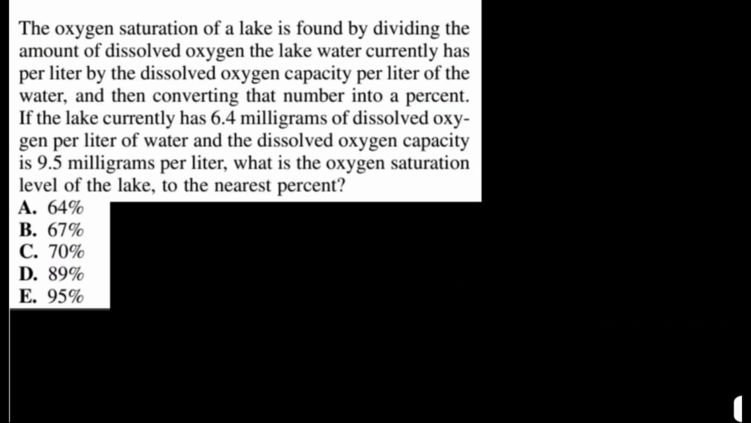The oxygen saturation of a lake is found by dividing the amount of dissolved oxygen the lake water currently has per liter by the dissolved oxygen capacity per liter of the water, and then converting that number into a percent. If the lake currently has 6.4 milligrams of dissolved oxygen per liter of water, and the dissolved oxygen capacity is 9.5 milligrams per liter, what is the oxygen saturation level of the lake to the nearest percent?